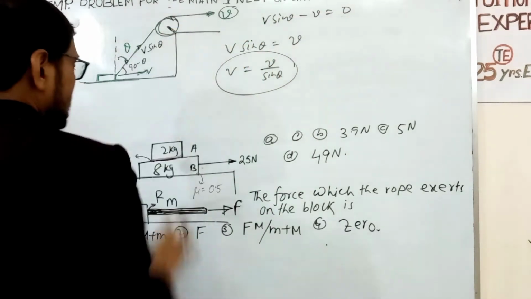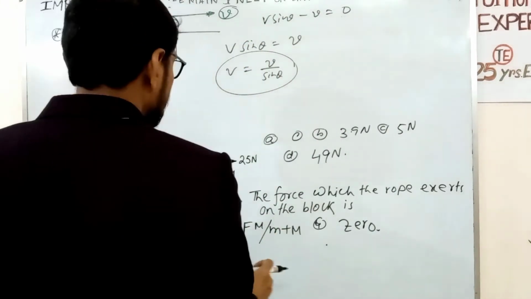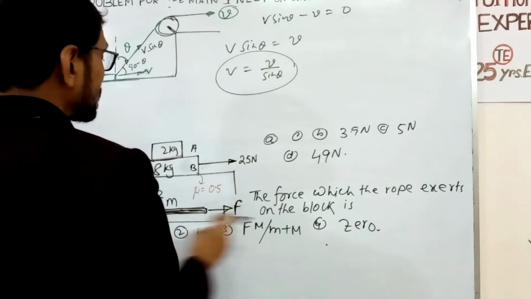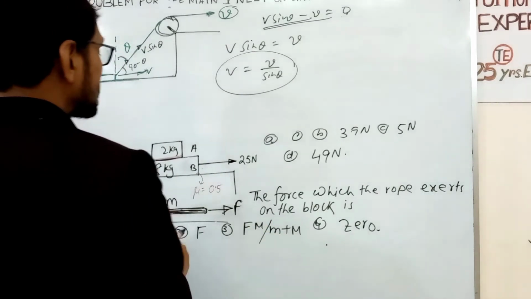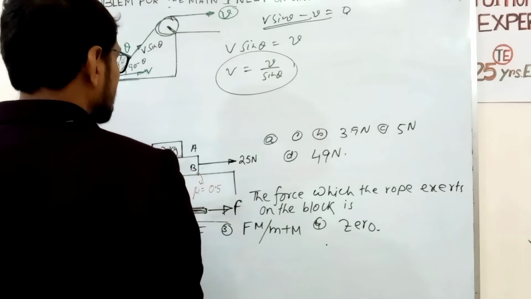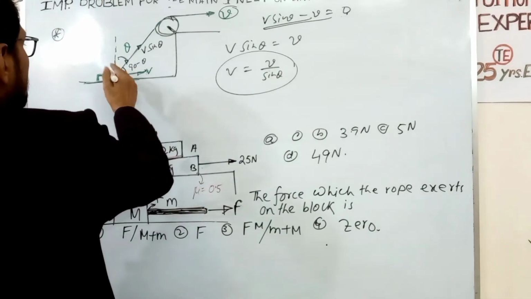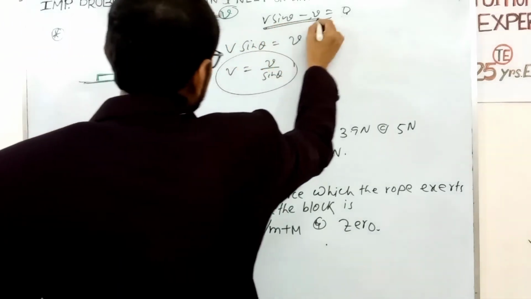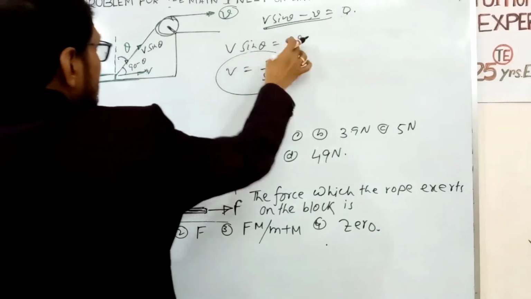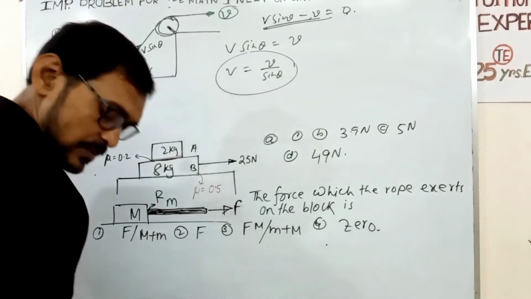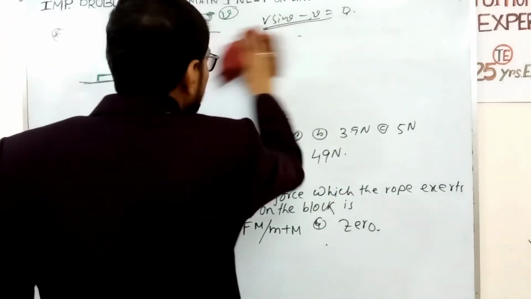Because the string cannot separate, the length of the string cannot be increased. So that's why relative velocity becomes 0. The length of the string cannot be increased, so relative velocity along the string remains 0. So that's why v sin theta equals v. Now, another method.